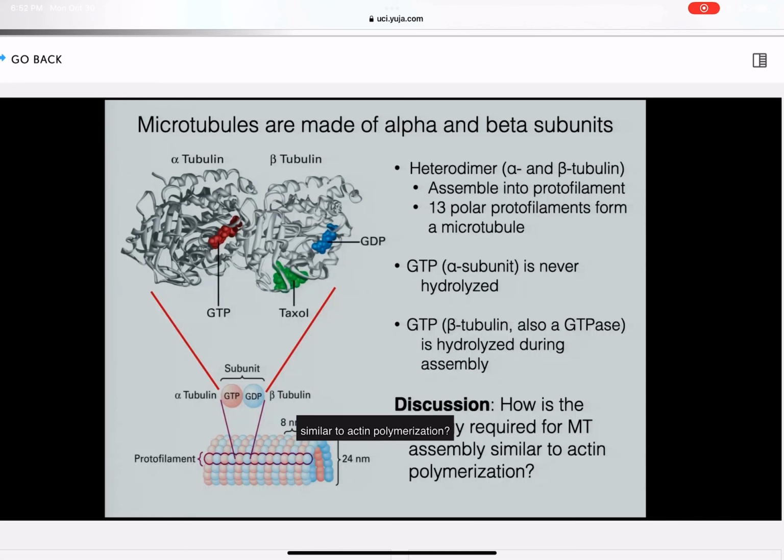Okay? Now, I would love for you to discuss amongst yourselves, how is the energy required for microtubule assembly similar to actin polymerization? What are some of the commonalities between these two filament systems? Okay? So turn to your neighbor and please discuss that.